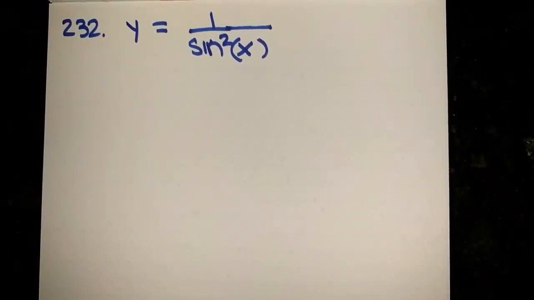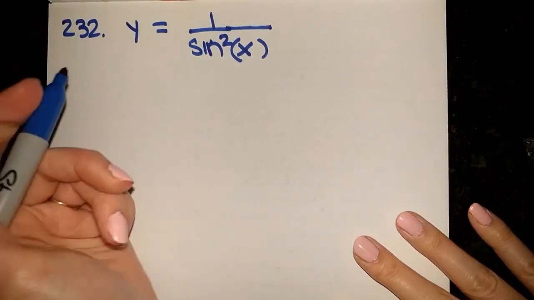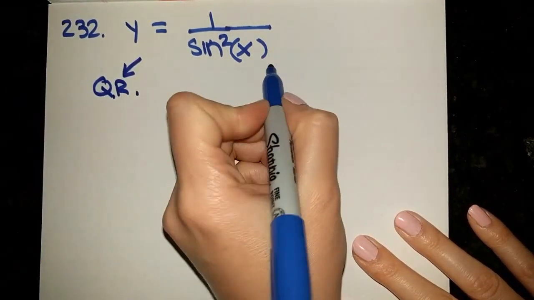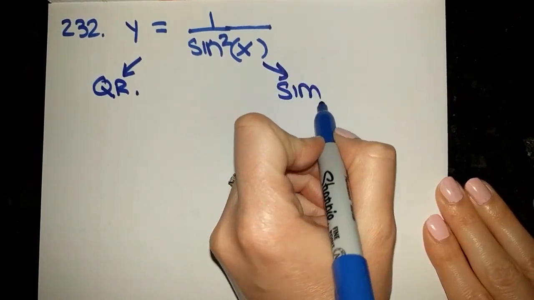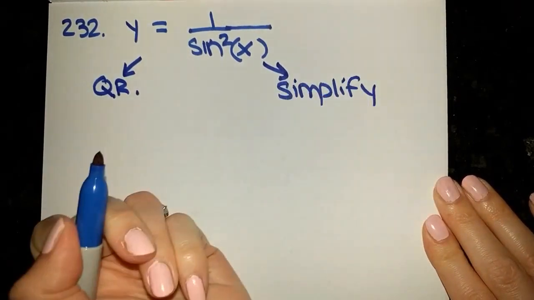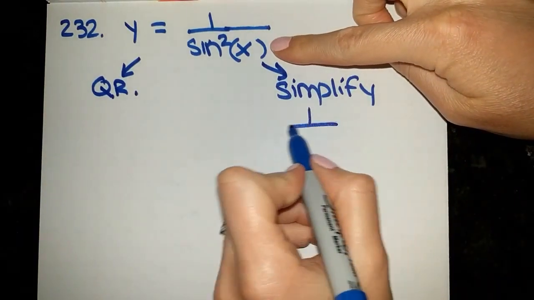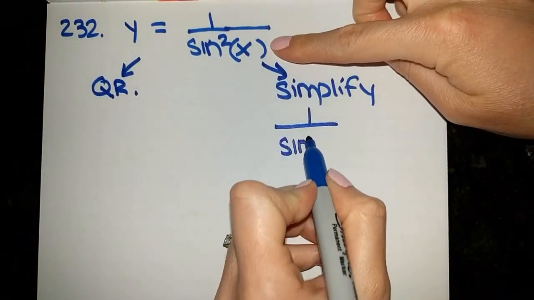So we see a quotient, more specifically, we see that the variable is in the denominator. So there's two ways that you could go through this. You could say, I'm going to go through the quotient rule, or we could try to simplify it first and see if that helps us any.